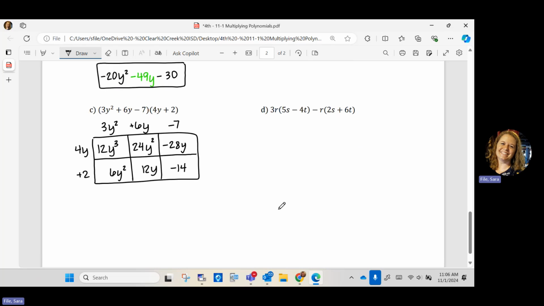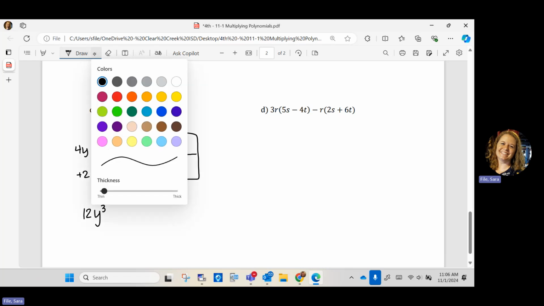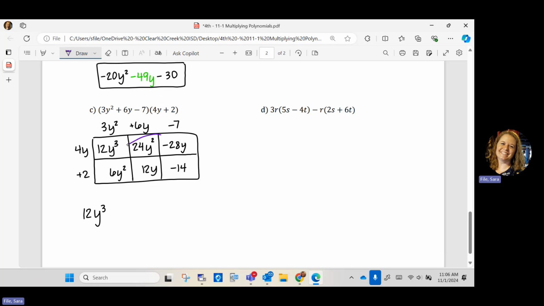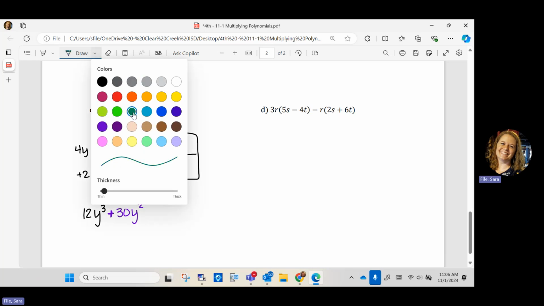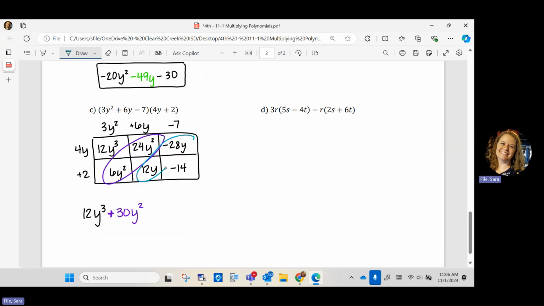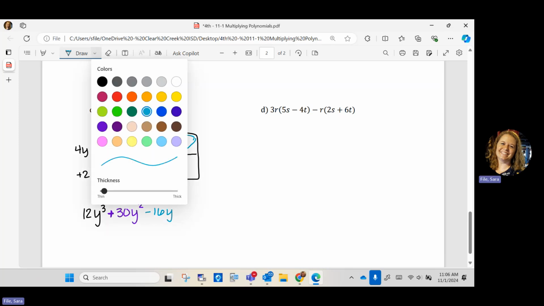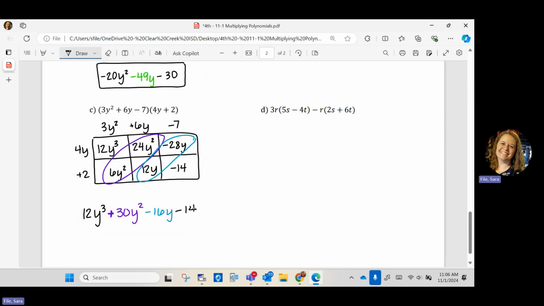Okay, but now, the only cubed term is 12y cubed. I know there's nothing to combine that with. Okay, but then I'm going to look here and I've got two y squared terms to combine, which are both positive. So it combines to positive 30y squared. And I do have to put the plus here because we're combining these terms. And then I've got two y terms, negative 28y and positive 12y. So that comes out to negative 16y. And then you only have one constant, minus 14. Nothing to combine with that. So that's our product.